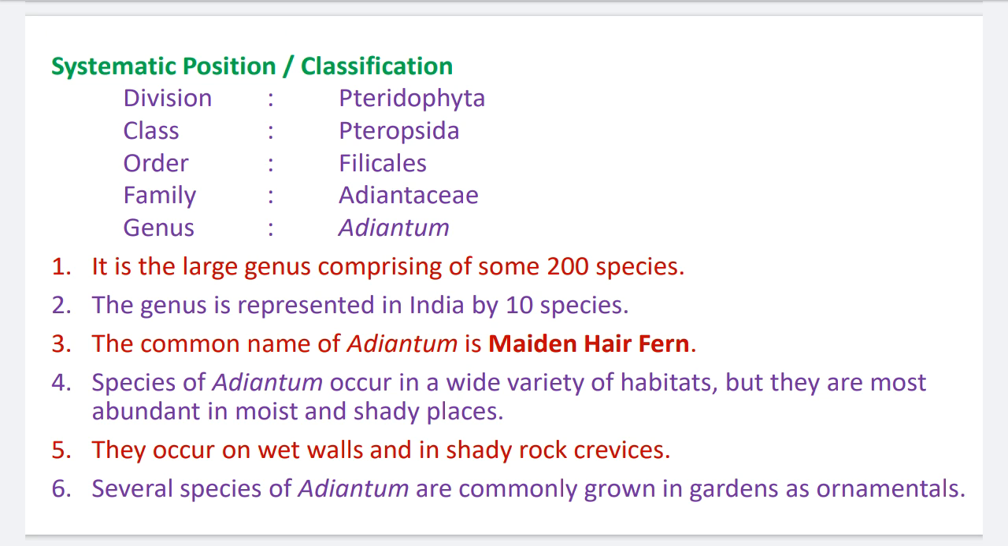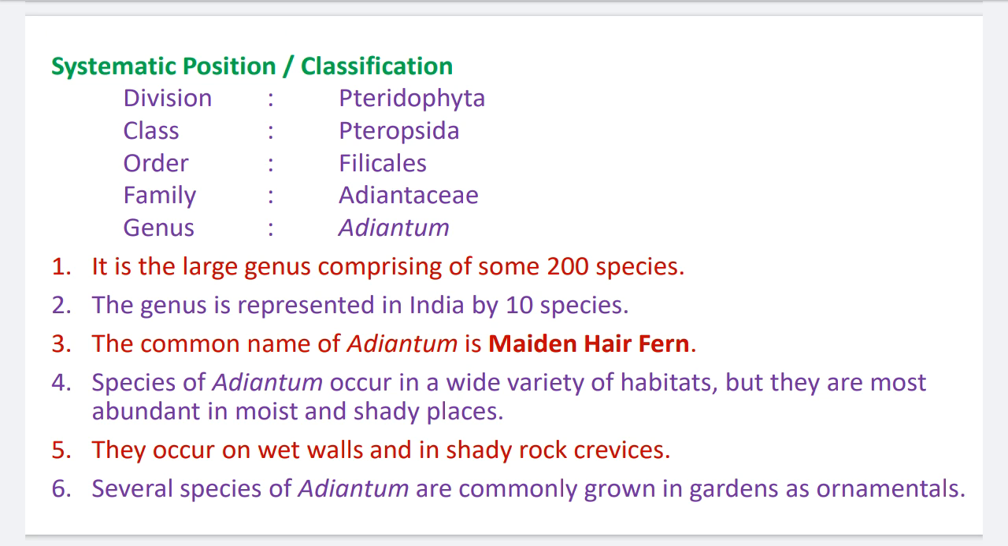Number 1, it is the largest genus comprising some 200 species. Number 2, this genus is represented in India by 10 species; from those 200 species, 10 occur in India. Number 3, the common name of Adiantum is maidenhair fern.